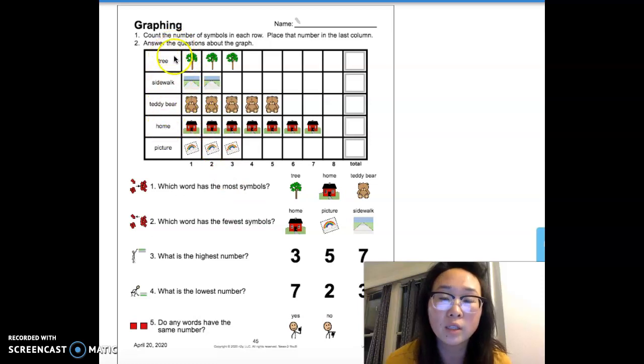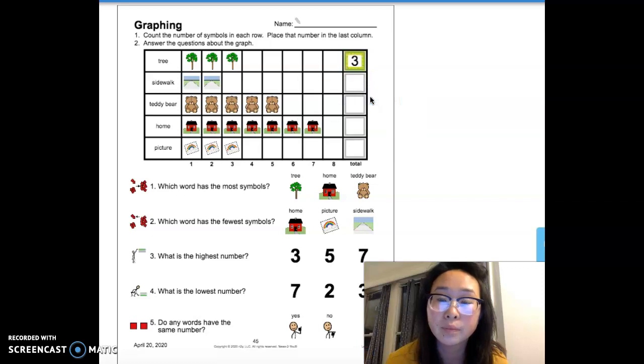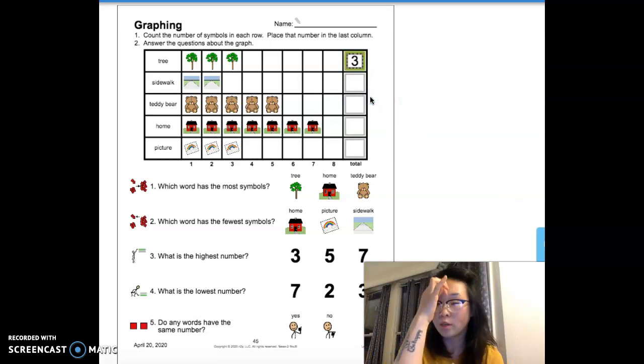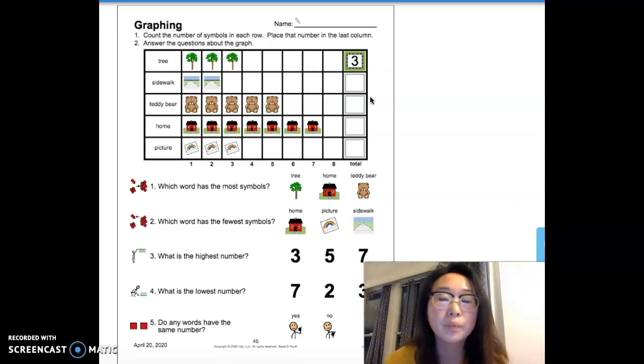Let's first look at the words. The first one is tree. Tree. And how many trees do we see? We can count. 1, 2, 3. We count 3 trees. 3. If I'm going too fast, you guys can pause the video. Sorry, my hair is just everywhere.